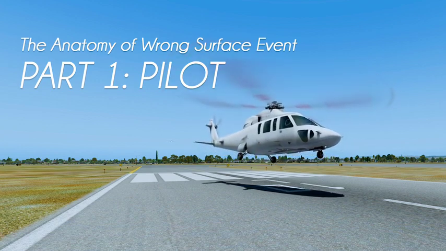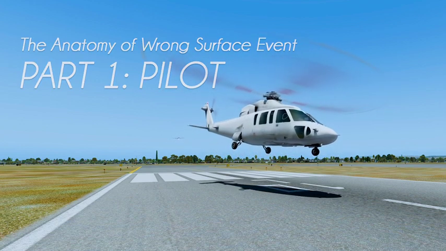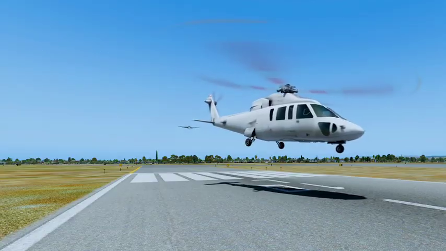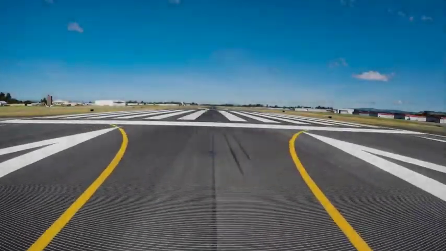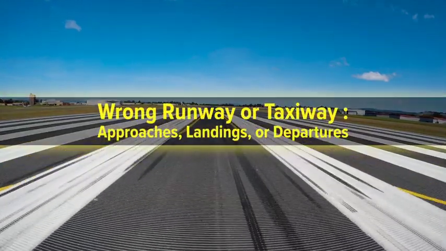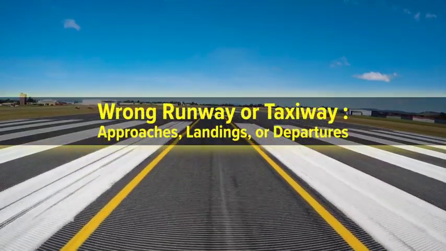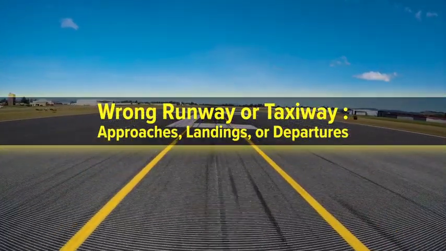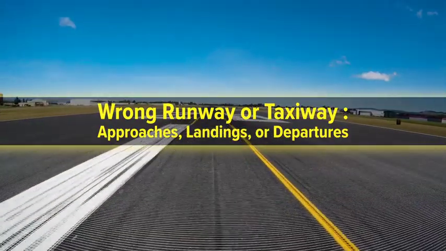This animation series will explore the anatomy of a wrong surface event. Wrong surface events, such as wrong runway or taxiway approaches, landings, and departures, are a prevalent threat to aviation safety operations in our national airspace system.